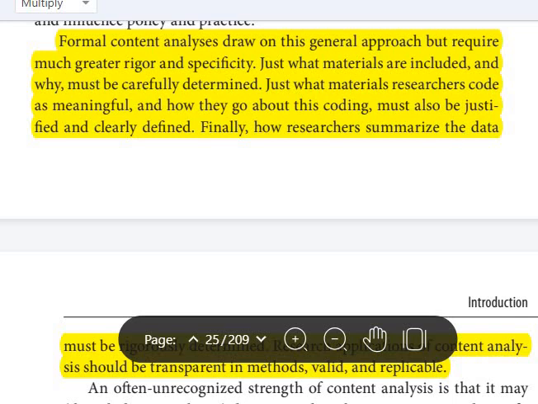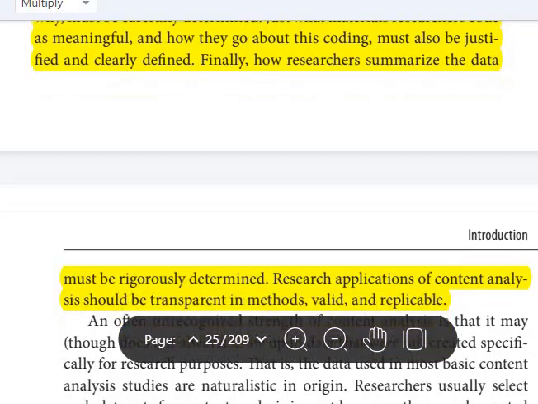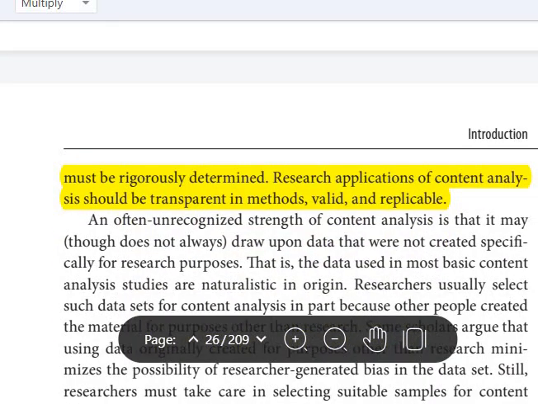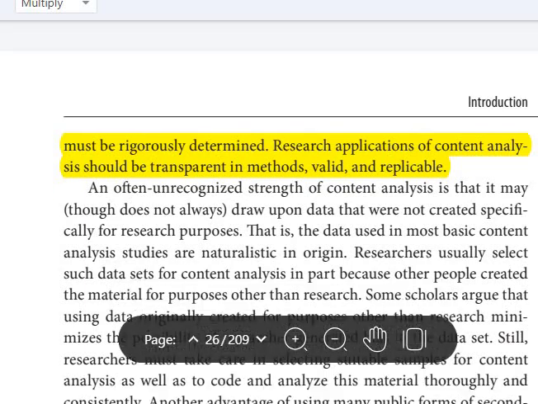Finally, how researchers summarize the data must be rigorously determined. Research applications of content analysis should be transparent in methods, valid, and replicable. Okay, let's move on to the last paragraph in this section.